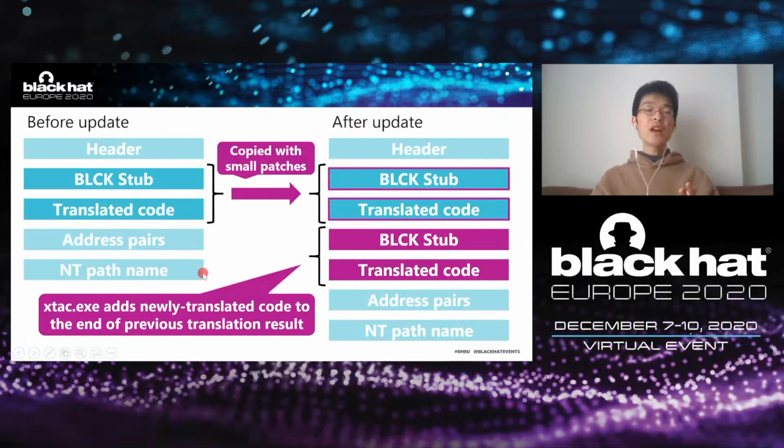Here I show a schematic picture of the XA cache file update. Before the update, there are a VLCK stub and translated code in the XA cache file. After updating, these two blocks are copied to the new cache file with small patches, and XTAG adds newly translated code to the end of the previous translation result, like this.